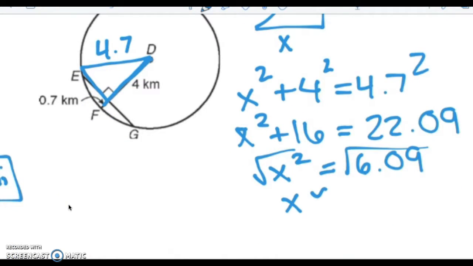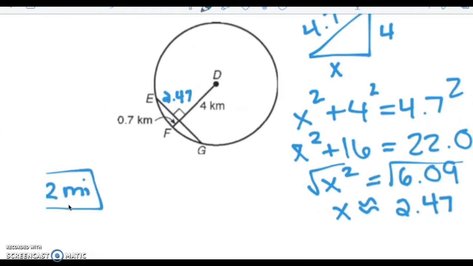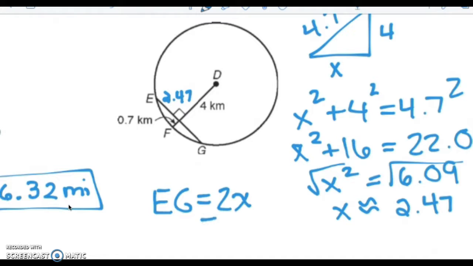So x is approximately 2.47. So that, again, is just this length right here. So if I want the length of EG, I'm going to have to double that. And so that's going to be 4.94 kilometers.